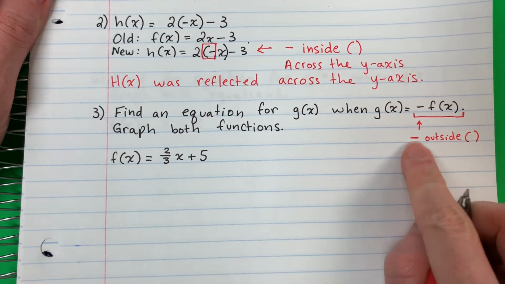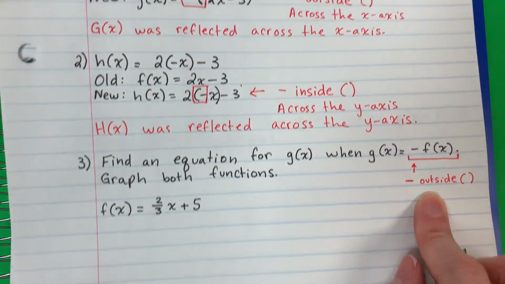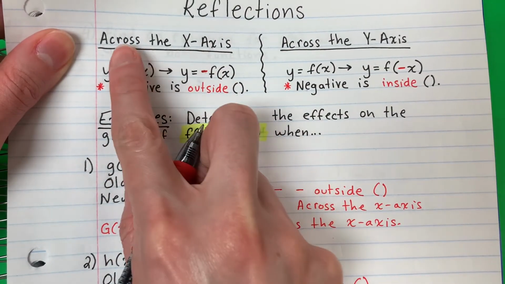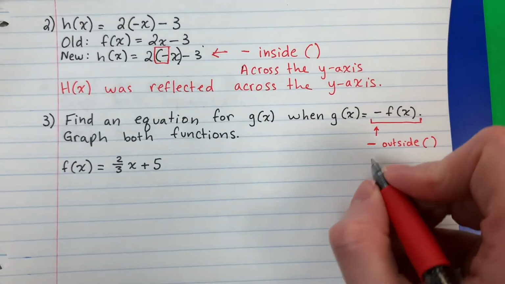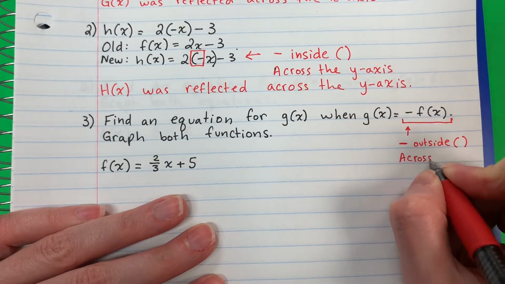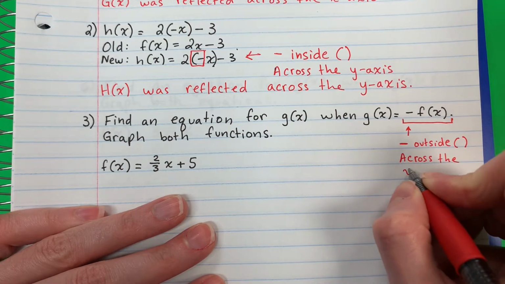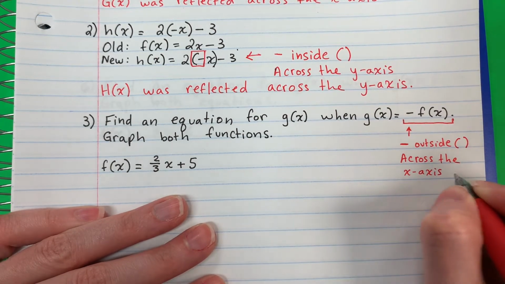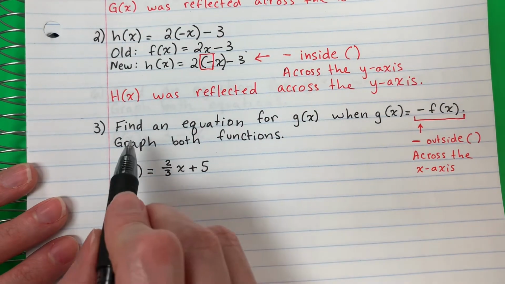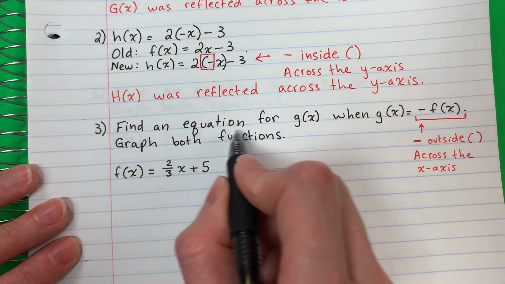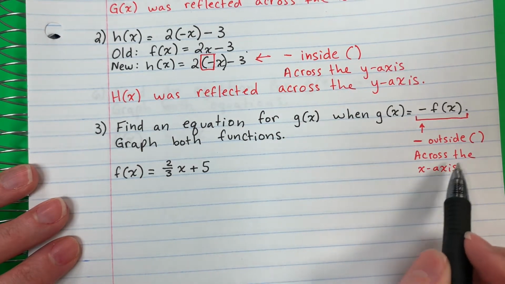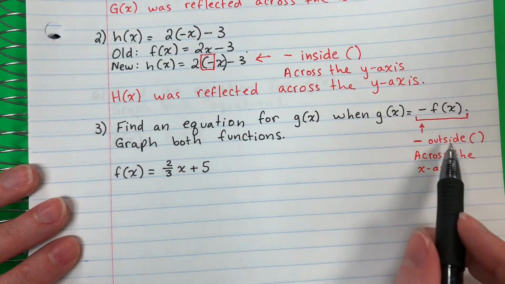Okay, so what is minus outside? Across the x. So minus outside, across the x. So let's go ahead and write that down. So what they want is to find an equation for g of x, which is the equation when it's reflected across the x-axis.